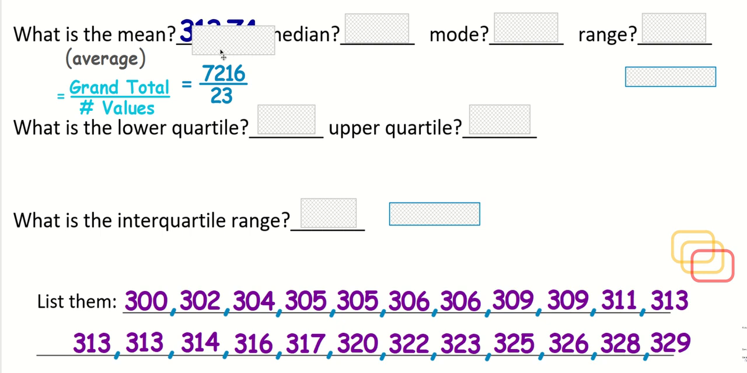So we do that division and we get about 313.74. With a mean or an average, it's very common that you're going to have to approximate a decimal. Okay? Next is the median.